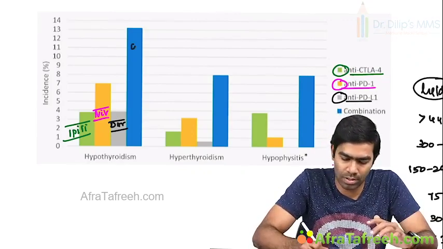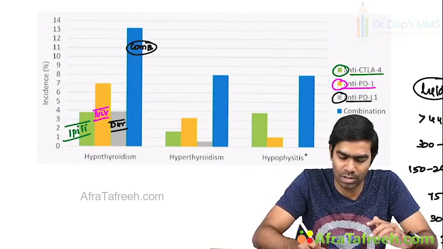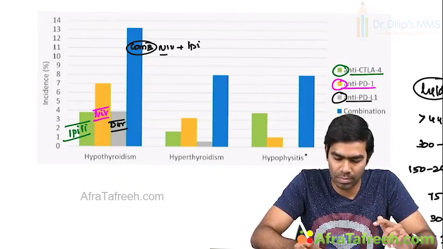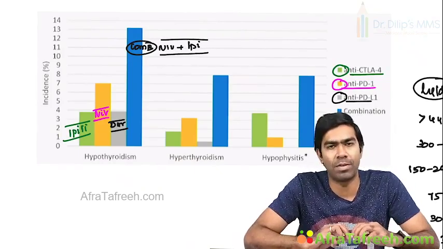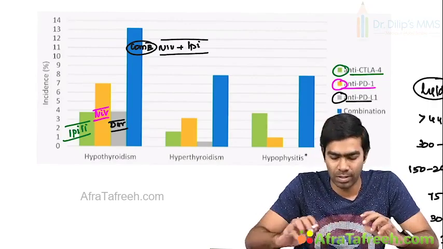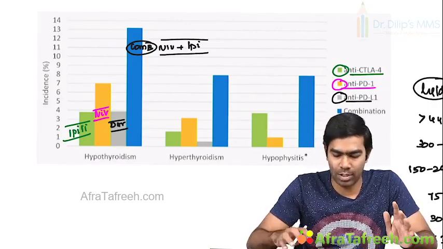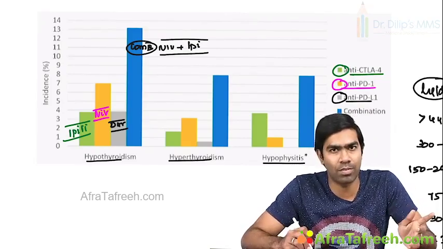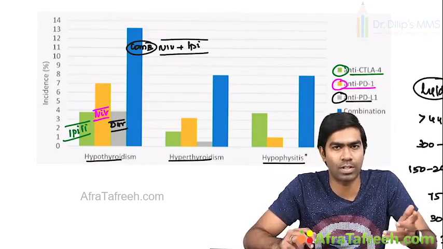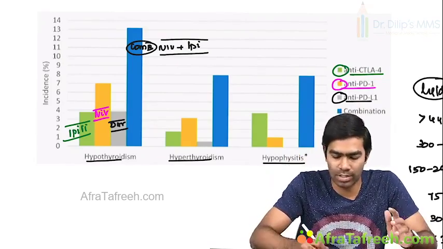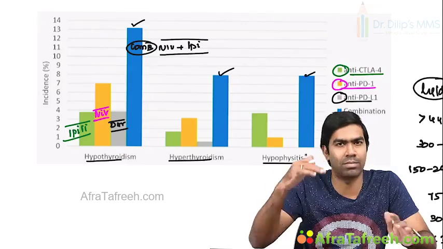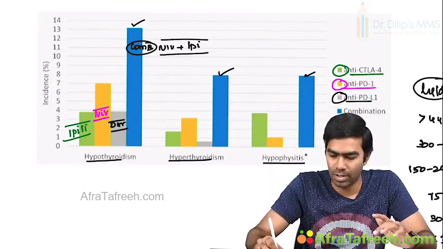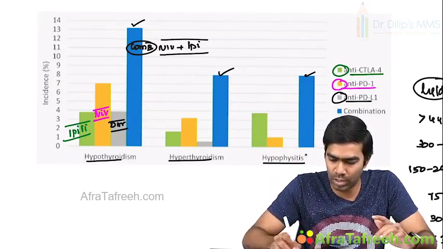This is a combination of drugs. Usually combination means we are giving nivolumab and ipilimumab. So in all these graphs, you can see they can cause hypothyroidism, they can cause hyperthyroidism, they can cause lymphocytic hypophysitis, pituitary inflammation with lymphocyte infiltration. But in all these things, the combination is the maximum. So the highest risk is always with combination. Fine.